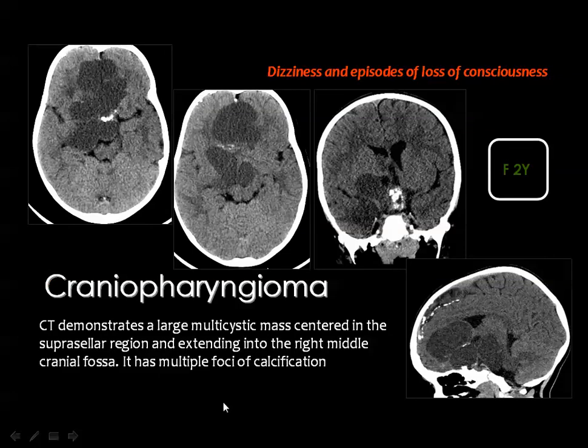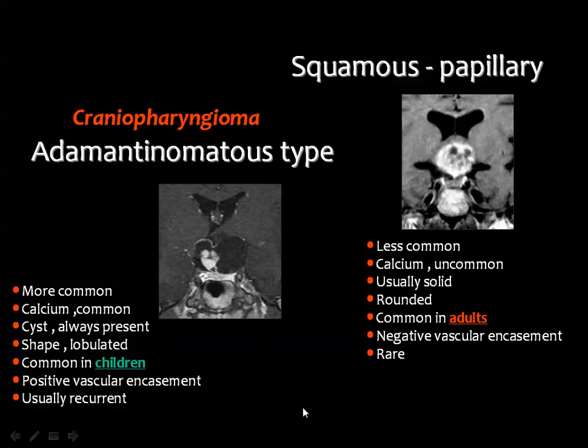For the diagnosis of this lesion, we have three major components. The first one is the cystic component, the second one is a solid component, and the third one is the presence of calcium. And whenever you see a suprasellar space occupying lesion composed of three components, the cystic component, solid component, and calcification, one of the common diagnoses here is the craniopharyngioma.